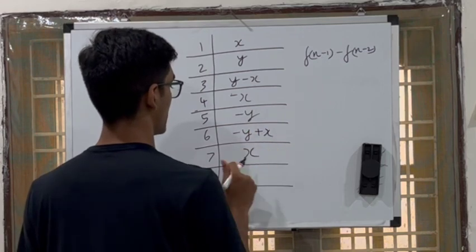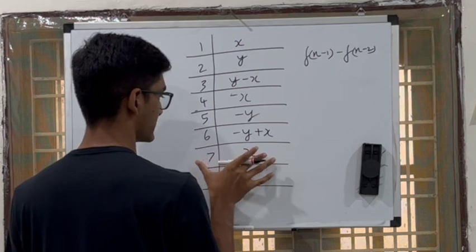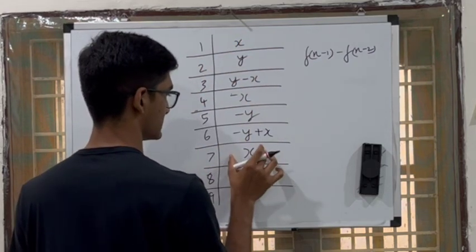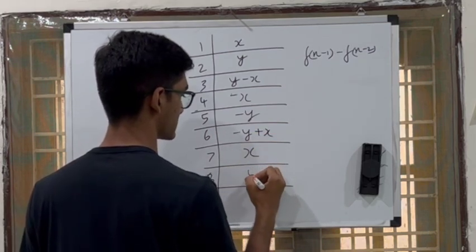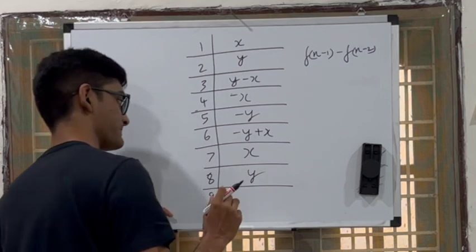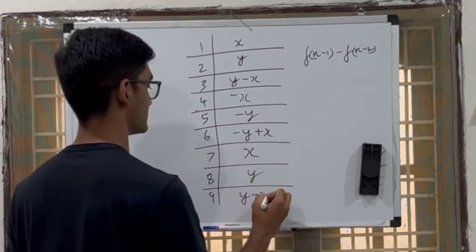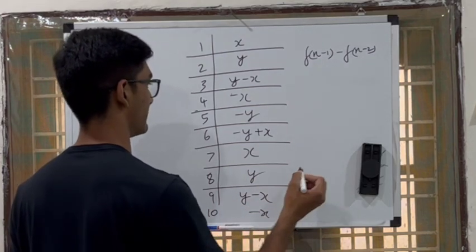x. And f of 8, if you look at this, f of 7 is x, which we got here. Note that. f of 8 is this minus this again, right? Which means x minus of minus y plus y and minus x, which means we will get y. And 9 at this point is this. And 10 will be minus x. And 11 will be minus y.